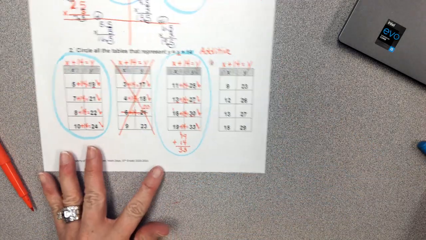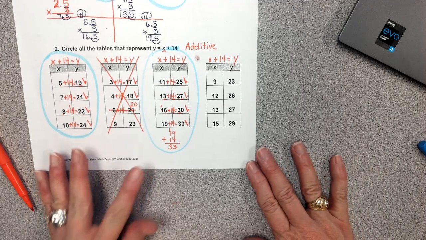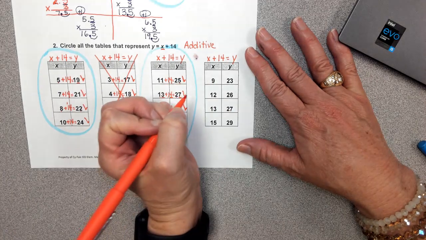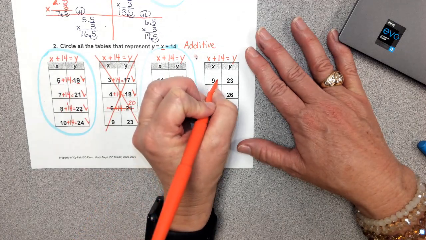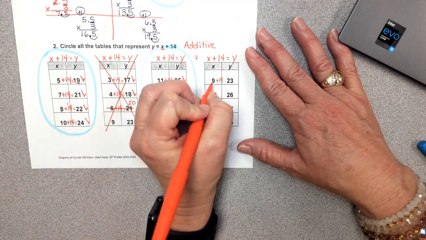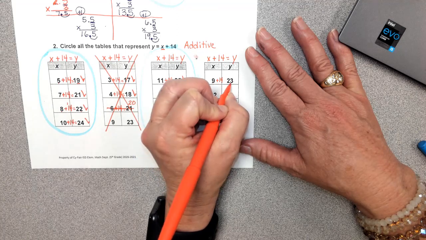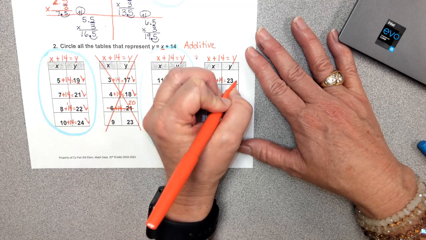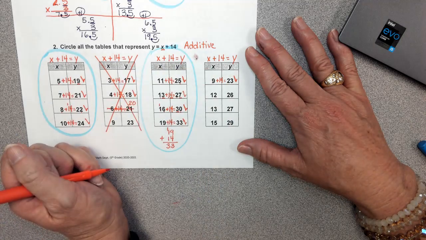All right, let's look at our last example. Our last example says that if I'm at the number 9 and I add 14 to that, well, if I were to add 10, that would give me 24. So 1 less would give me 23. So this does indeed follow the rule.